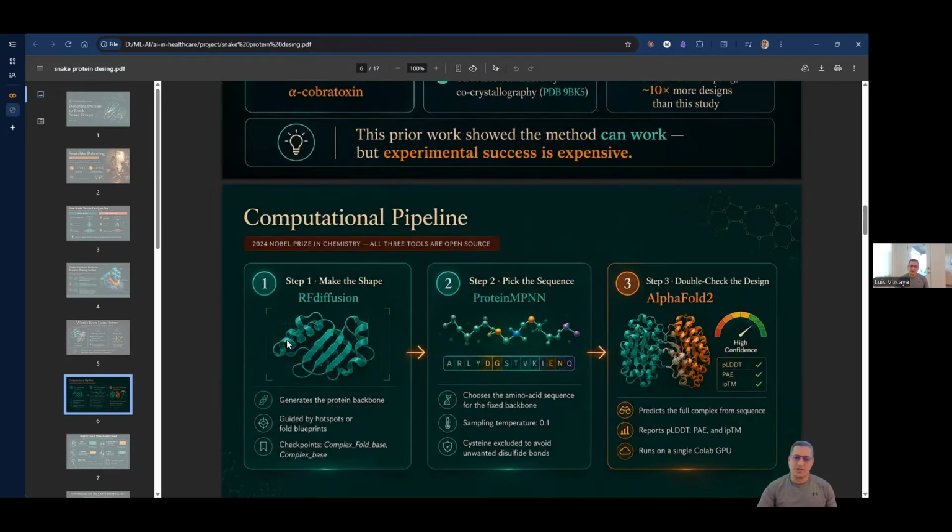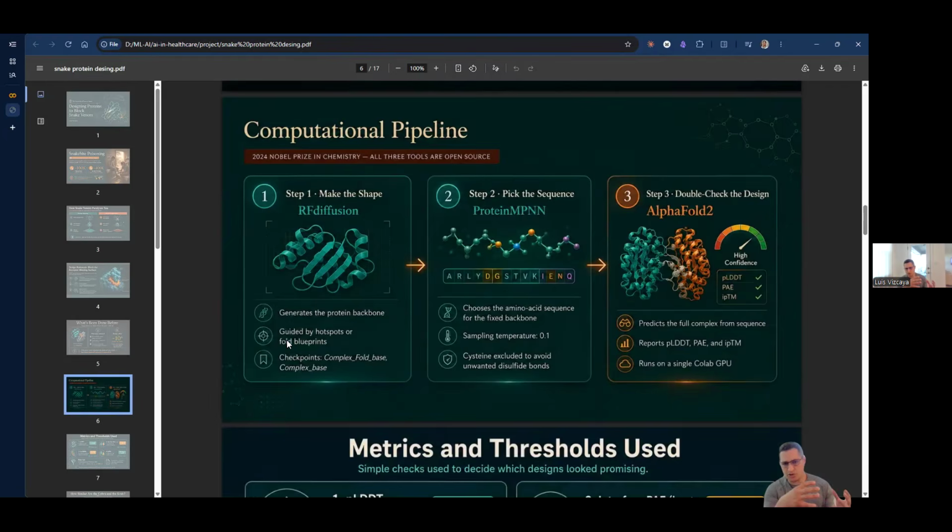In the second stage, once you have the structure, given that structure, you want to know which amino acids are most likely to be in this structure. And that's the work of ProteinMPNN. Once you have these two steps, you have the full protein, but you want to evaluate it. You want to know how good it is.